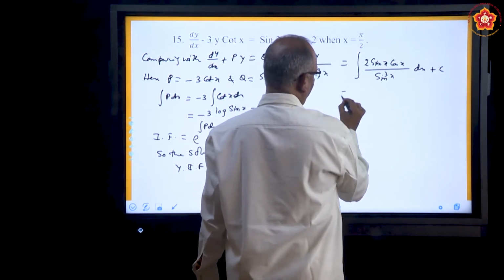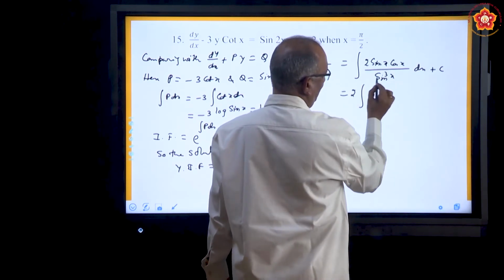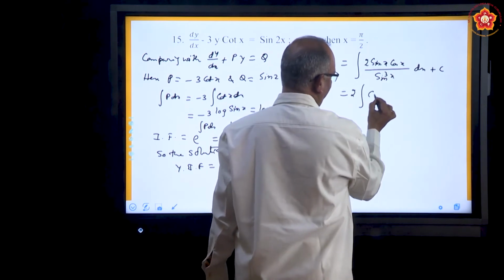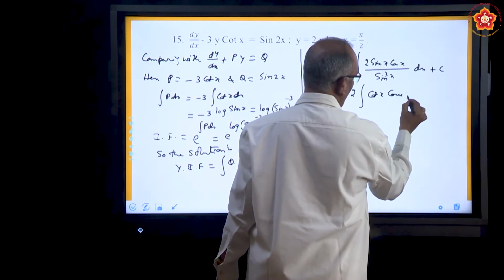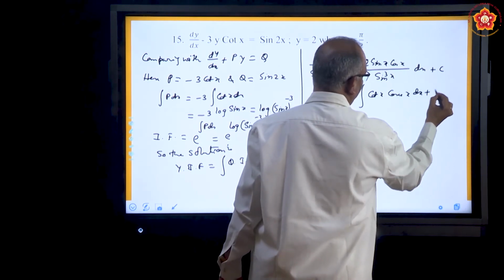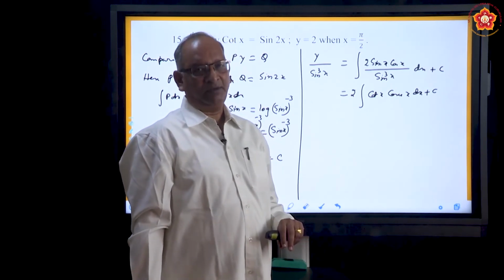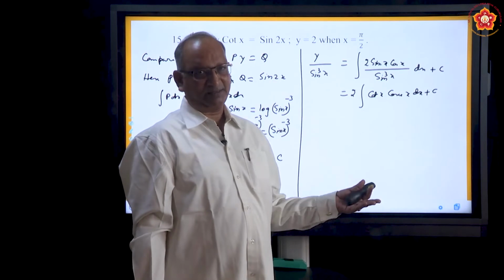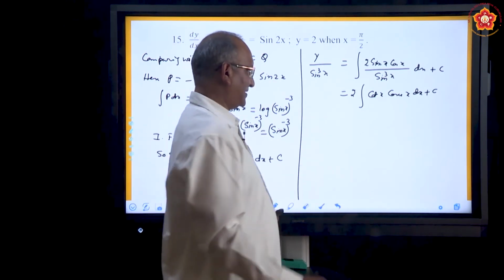We want to simplify this. So, simplify it, put 2 outside, sin x and sin cube x, sin square x will be left. Cos x by sin x can be written as cot x, 1 by sin x will be left, which can be written as cosec x, dx plus c. Very simple function. We have learnt the derivative of cosec x is minus cosec x cot x. So, what is the integral of cos x cot x? Minus cos x.